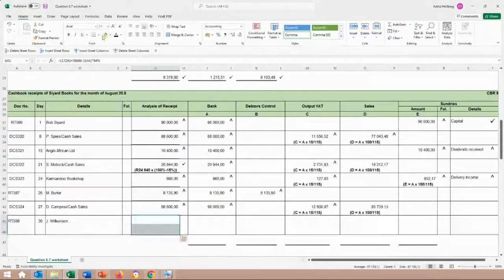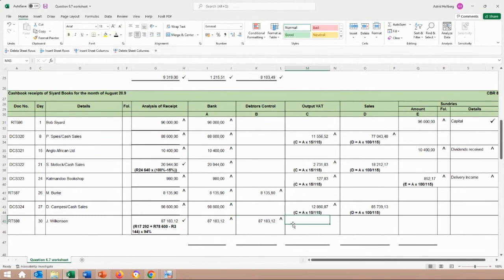So your calculation would have been as follows. You've done the 17,292. You add the 78,600, and then you deduct the 3,144, and then you multiply with 94%, which is the 100% less the 6% discount. And then that amount is what you put into your bank account as well, because we bank the same amount. And that also goes to our debtors control. Now remember, when we receive money from a debtor, there is no output VAT implication, because it's physical cash that was coming in.